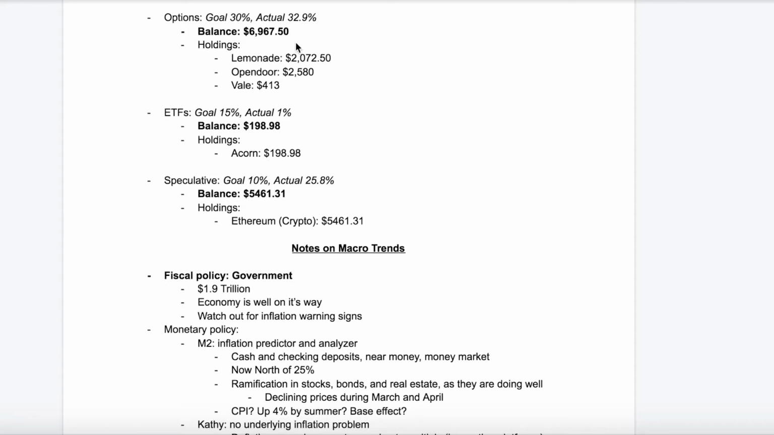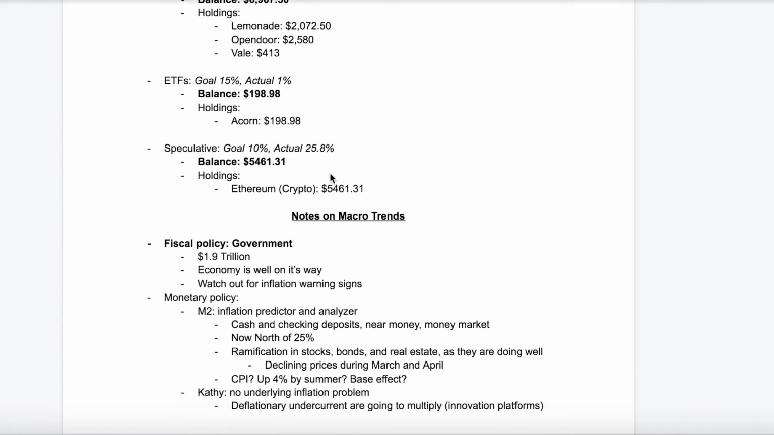As you can see here, my portfolio in options is currently sitting at a little over $6,000. I have holdings in Lemonade, which I just recently made a video about. Very excited about this company disrupting the insurance space. My second holding here is Open Door, which I also made a video recently about, and they are currently disrupting the real estate market. My third holding here is Vail. Vail is a company that will be supplying the EV market, especially with nickel. Nickel has gone into a shortage, and currently Vail is the number one producer of nickel. So if any company wants to supply Tesla, Vail is the only company that can actually supply the demand.